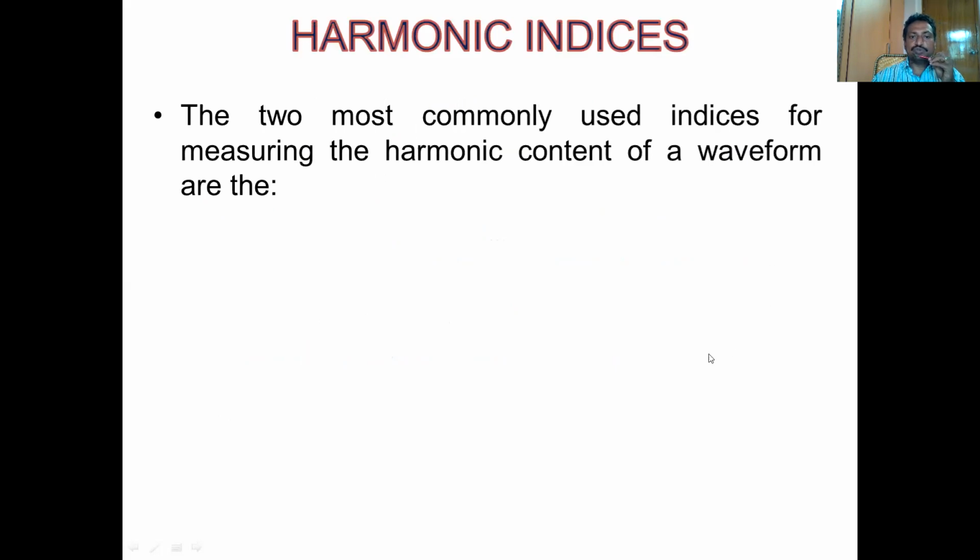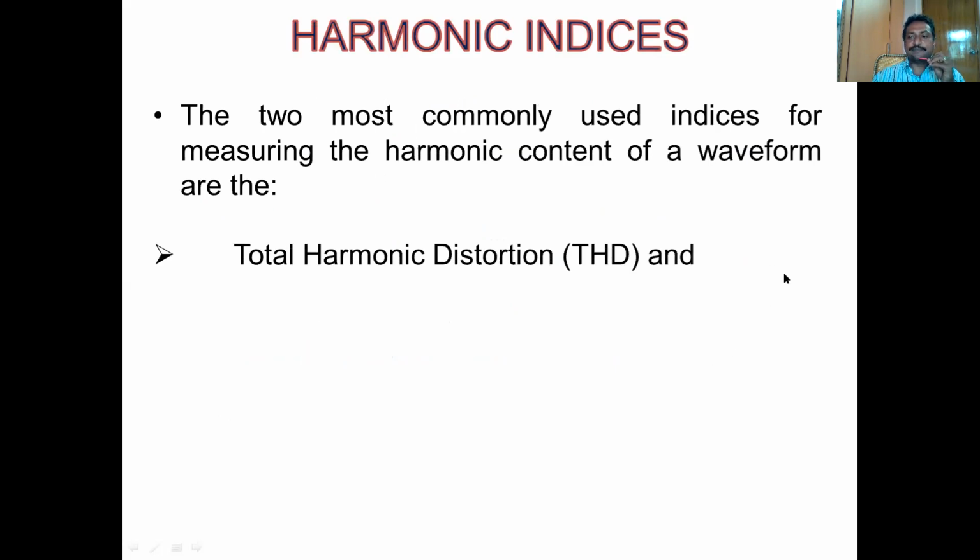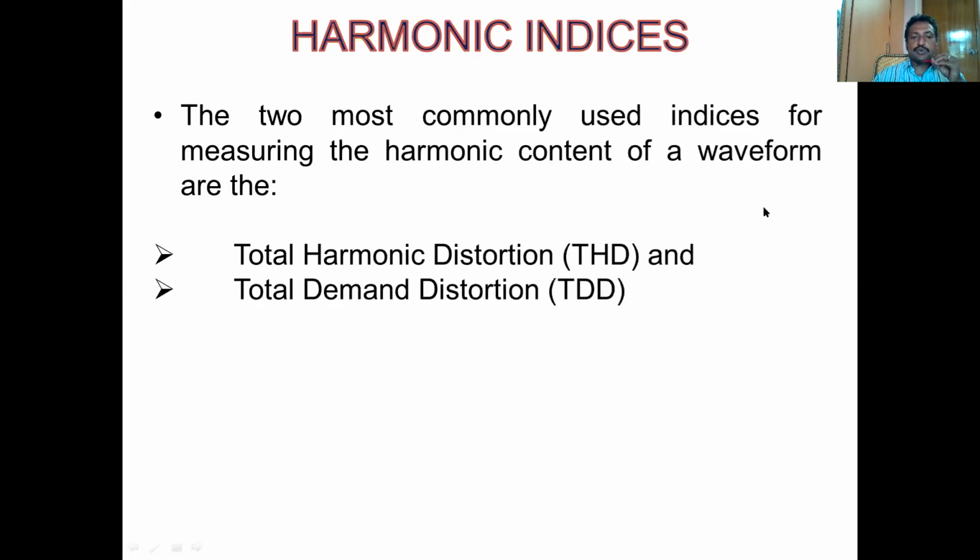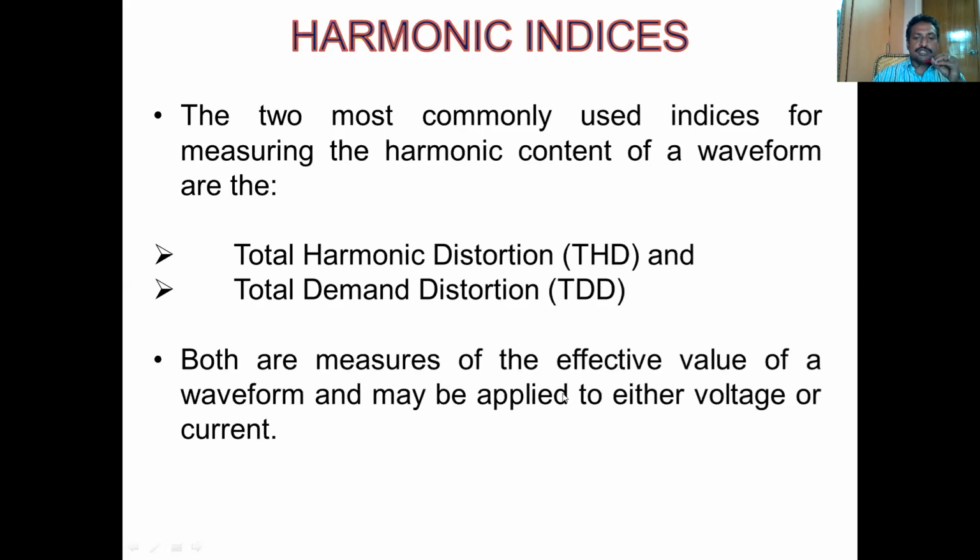Then we want to know about harmonic indices. Indices means we want to determine the total harmonic quantity in any particular distorted waveform. We measure it with the help of an index. These measurements are also called indices. There are two types: total harmonic distortion (THD) and total demand distortion (TDD). I will go over the difference between these two also. Both are measures of the effective value of a waveform and may be applied to either voltage or current.